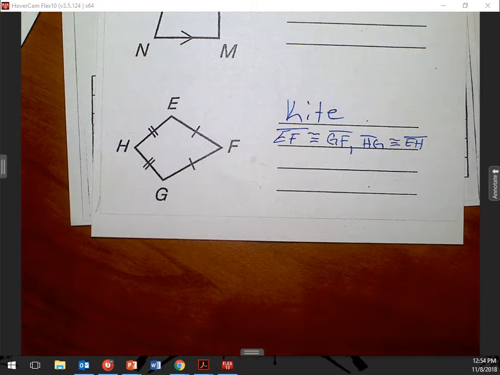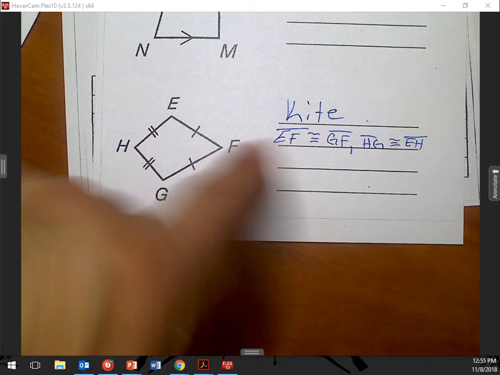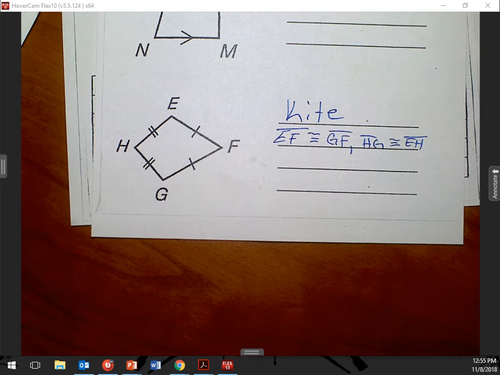So which is my one pair of opposite angles that will be congruent? E and G? E and H. No wait. Is H congruent to F? No, it's not. H is not congruent to F. There's only one pair of congruent sides. Oh my god, G and F.